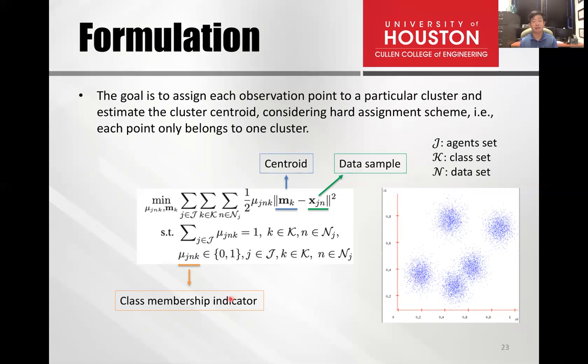So you can see that this is a mixed integer programming problem, compared with supervised learning, which is just a continuous optimization. Here we have the integer variable, which tells which point belongs to which cluster. So you can see this is a very significant difference from the classic federated learning.